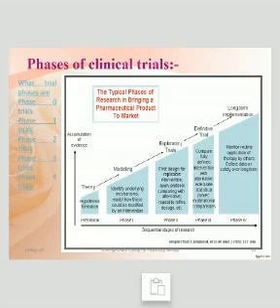In phase one, we take around 20 to 80 healthy volunteers, and the purpose of this study is to determine the safety and dosage of the drugs. After that, we go for phase two. It involves around 100 to 300 patient volunteers, and the aim of phase two trials is to evaluate effectiveness and look for side effects.